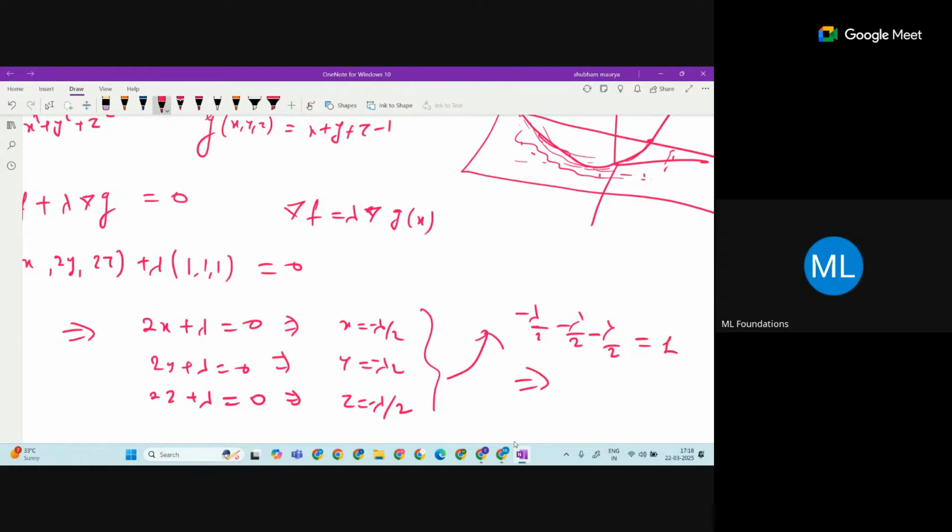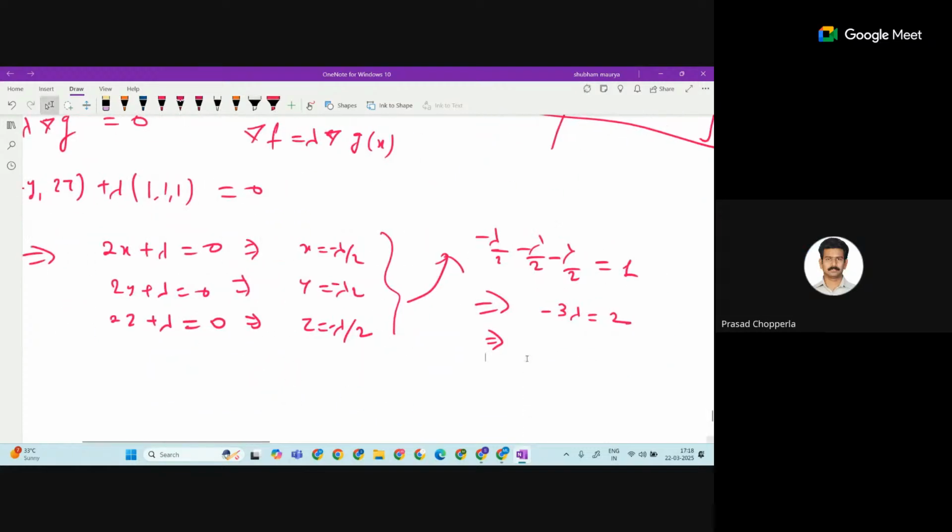So finally here we'll get lambda equal to minus 2 by 3. So finally here we'll get x equal to 1 by 3. Similarly y and z are equal to 1 by 3 each. Yeah, this is going to be 1 by 3, 1 by 3, and 1 by 3.